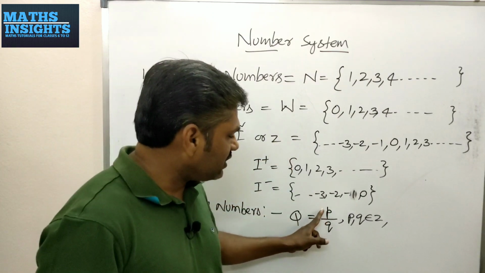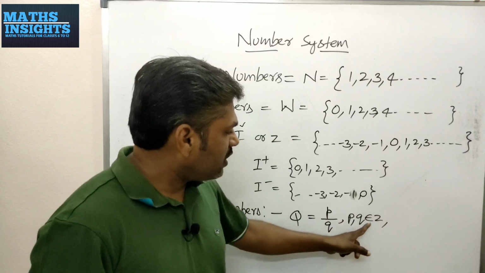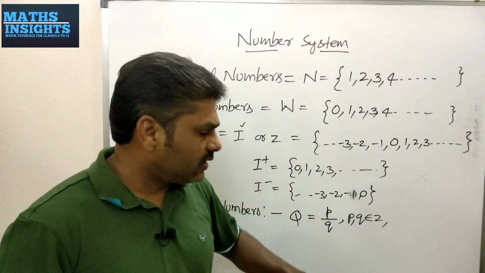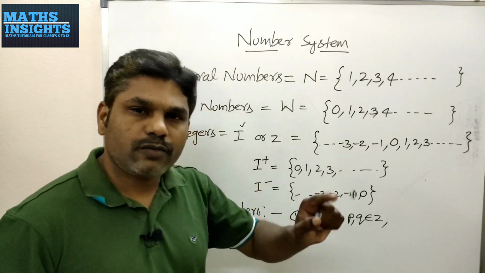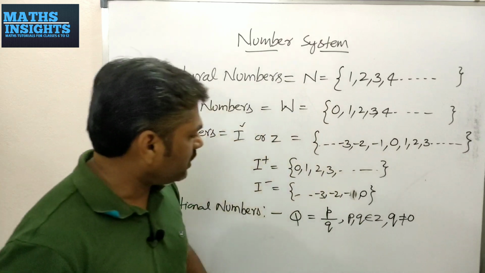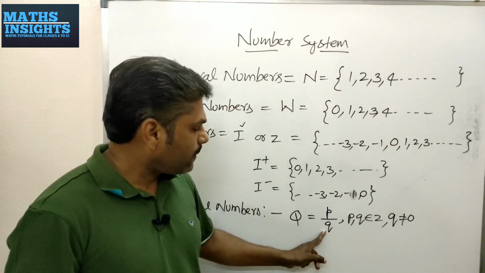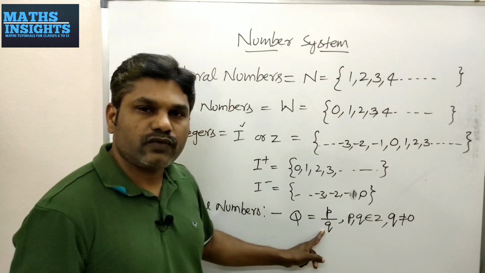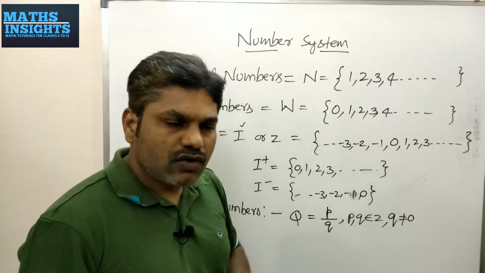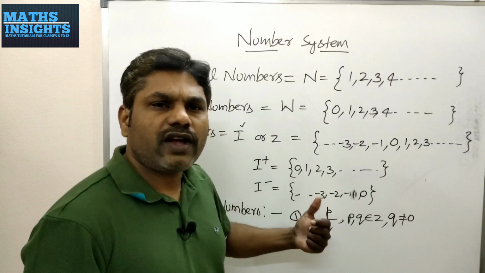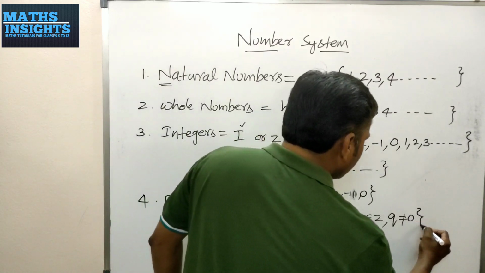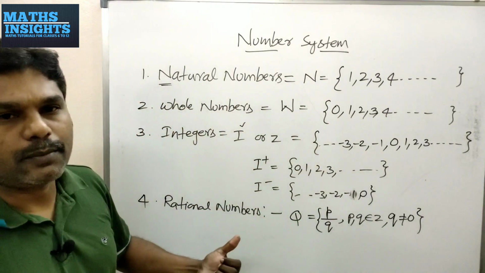You have to take this numerator and denominator from the set of integers, and care should be taken that q should not be equal to 0. Why? Because if q becomes 0, then p by 0 is undefined. Division by 0 is undefined. So you have to take care while writing a rational number. This is the definition for the set of rational numbers.